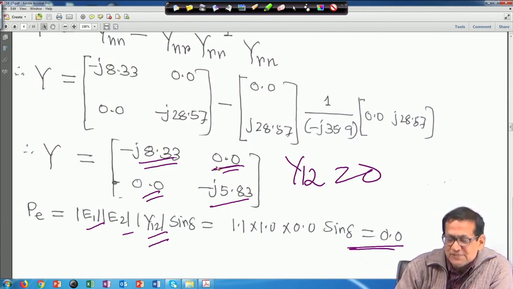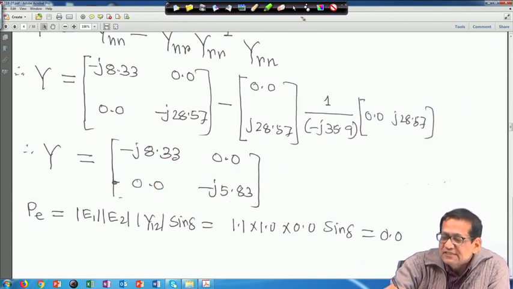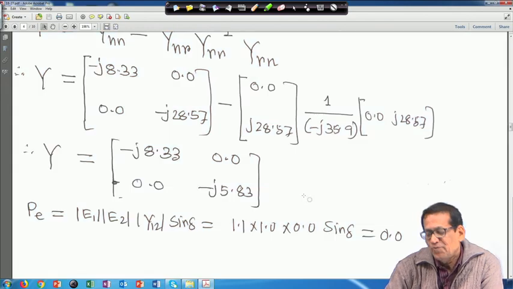This is a small example, it is only a 2 machine case, right, and we are only considering the power transfer from 1 to 2. So, E1 E2 y12 sin delta, right. So, this is 0. So, next one is the post fault condition.